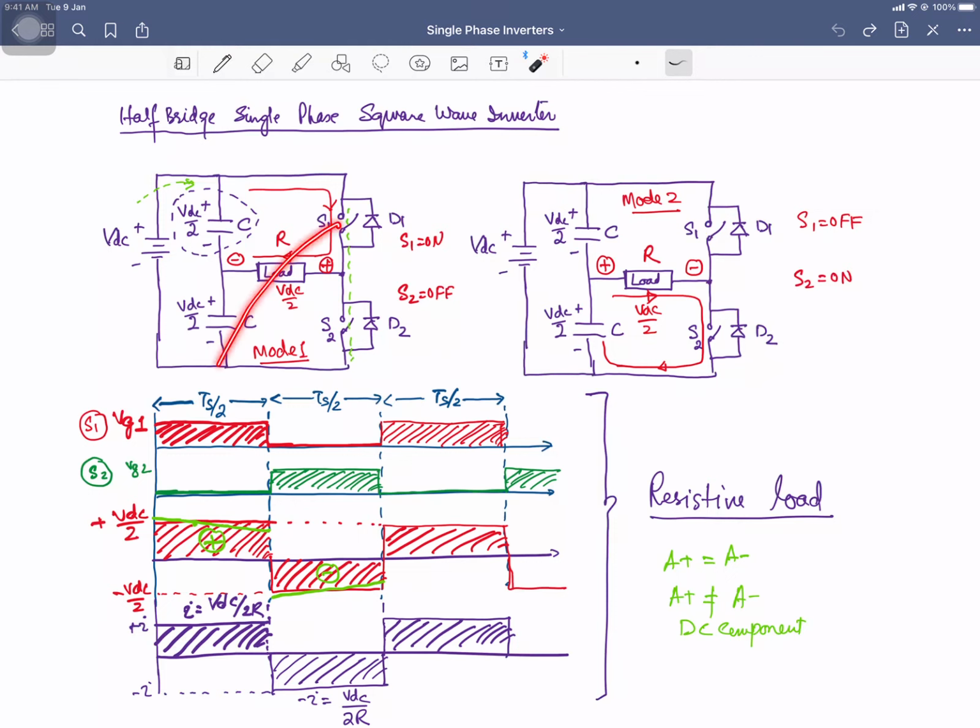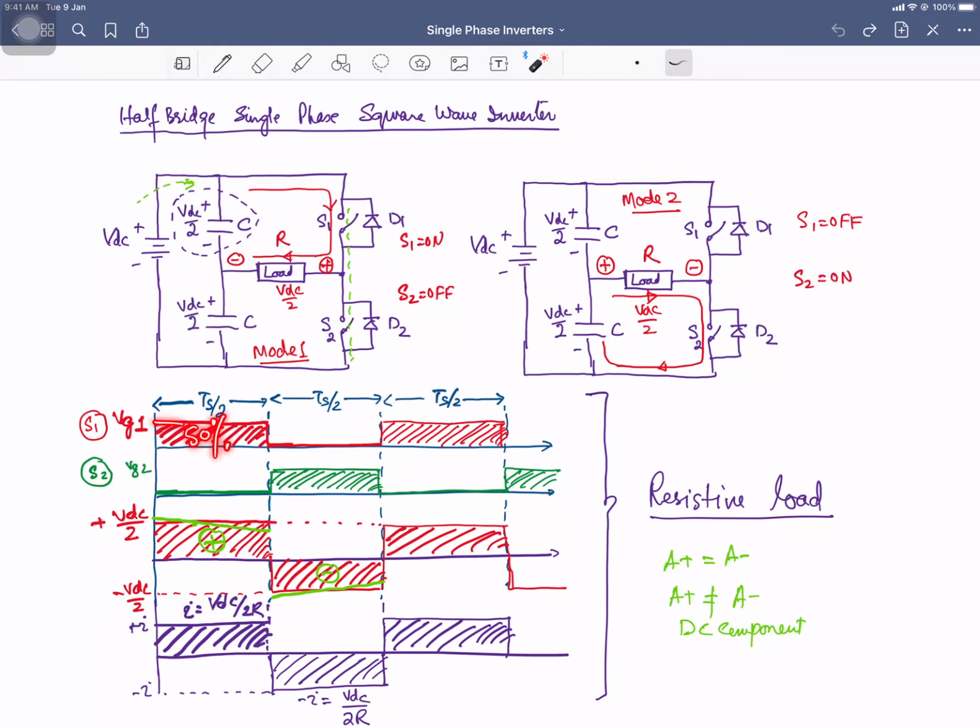So, when you apply the gate voltage VG1 to this switch, VDC by 2 voltage is going to appear across the load. This is the load voltage waveform, and then for the rest of the half cycle Ts by 2, you are going to turn on this switch by applying the gate voltage at the gate of this switch, and once it is turned on, the load voltage is minus VDC by 2. So, the duty cycle is 50%.